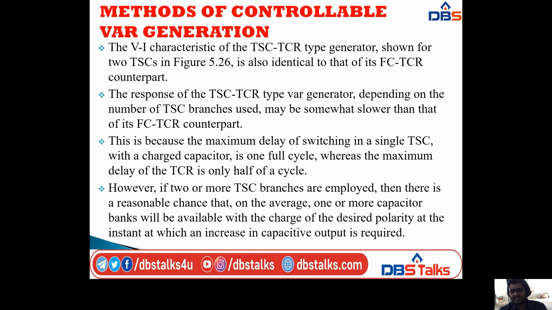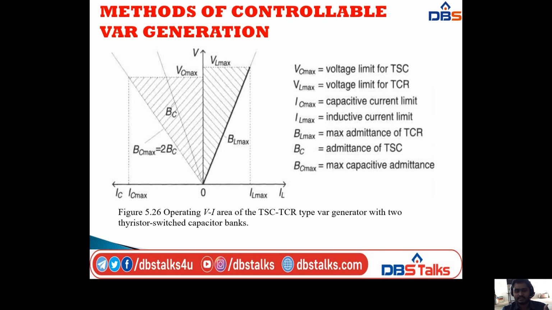Next, I will show the voltage current characteristics of the TSC-FC-TCR VAR generator shown for two TSCs. Actually, in this arrangement we have to take three, but here I am taking two TSCs. Figure 5.26 is also identical to that of the FC-TCR counterpart. This electrical arrangement is identical to the previous concept, the fixed capacitor thyristor controlled reactor counterpart. This is the operating VA range of the TSC-TCR VAR generator with the two thyristor switched capacitor banks.